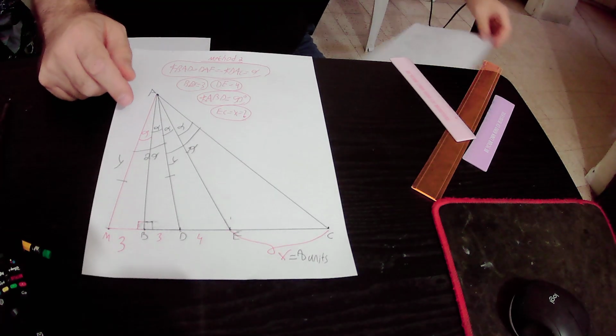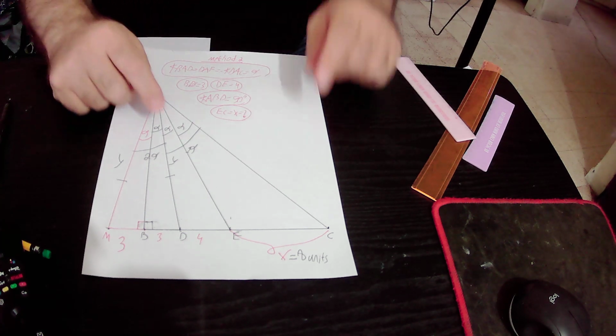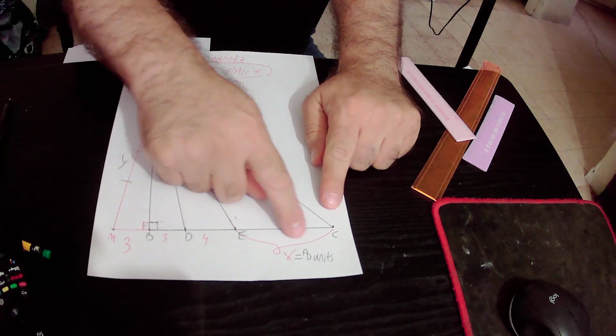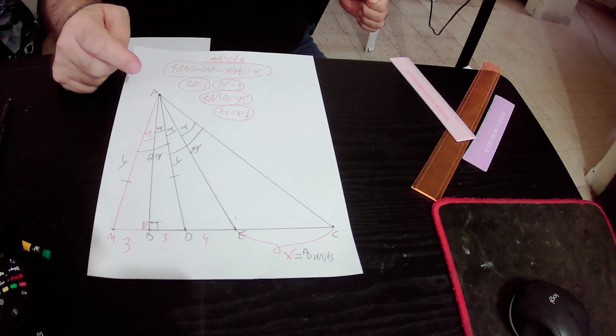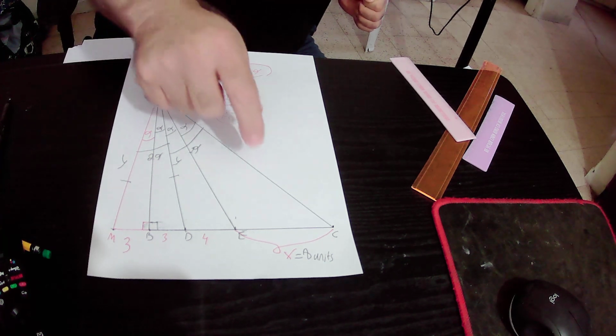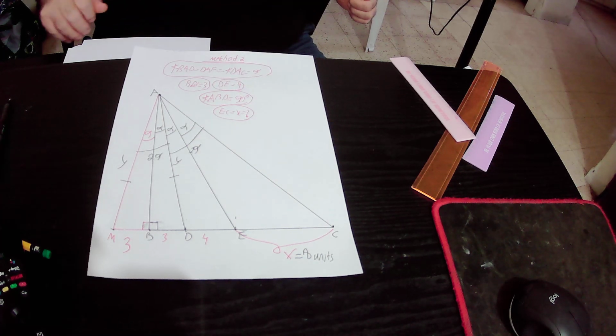The value of X is 8 units. That is to say, EC, which equals X, equals 8 units. So we found in both methods, method 1 and method 2, that EC, that is X, equals 8 units. Thank you very much.